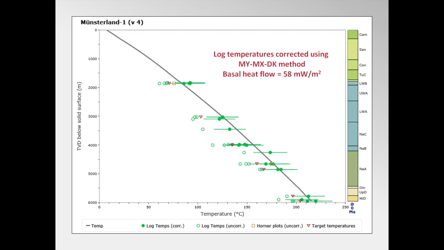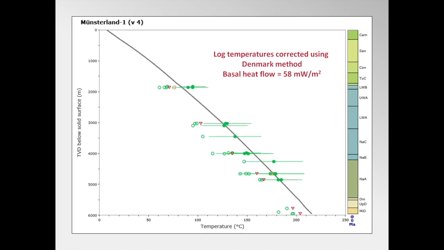This temperature correction method is mainly based on the time since the end of mud circulation. One might want to know about other correction methods. NOVA offers a method calibrated only on the Denmark data, and given the proximity of Münsterland to Denmark, it might be reasonable to inquire whether that method might be preferable, in this case, to the MYMX-DK method.